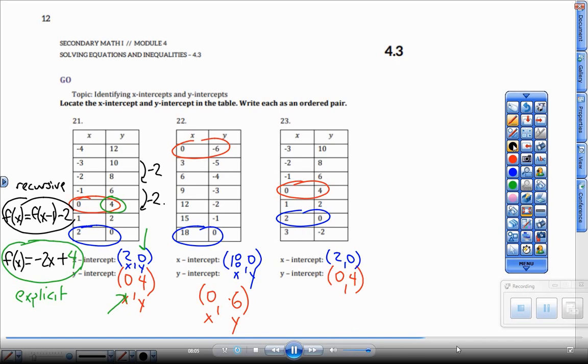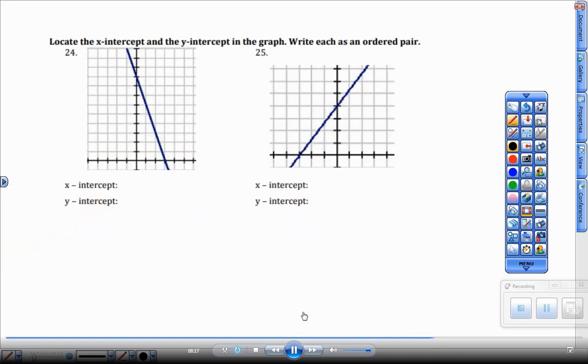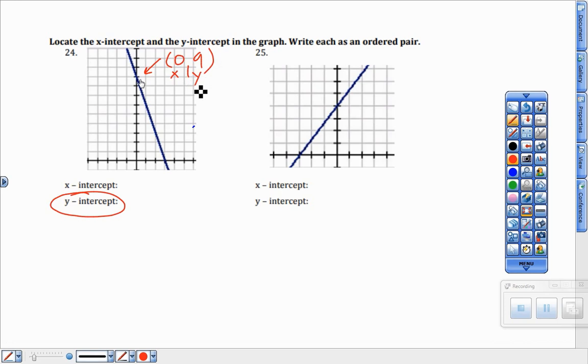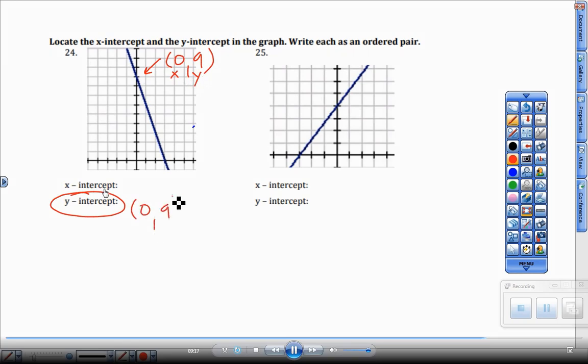Okay, almost done. Last problems. These ones I want you to graph, and then I'm going to have you practice writing the equations for them. So this is the y-intercept. Let's fix that. So the y-intercept right here, x-intercept right here. So the y-intercept where it's touching the y-axis, 0, 9. The x-intercept where it's touching this x-axis would be right here at 3, 0.